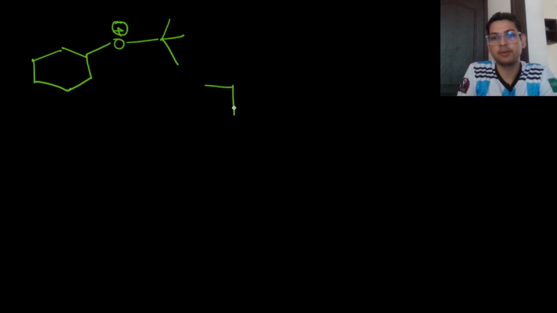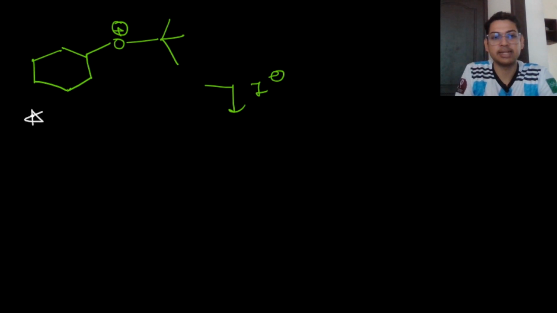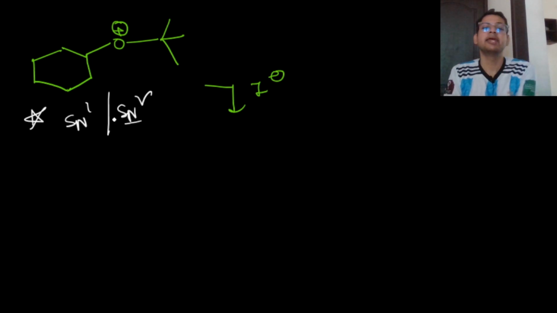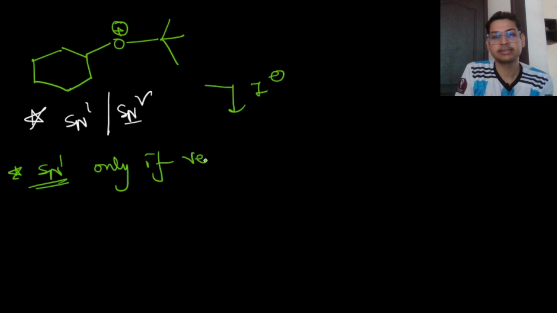Now in the medium you are having I minus. First of all, the molecule will decide if it wants to go by SN1 or by SN2. How? It will go by SN1 only if a very stable carbocation forms.